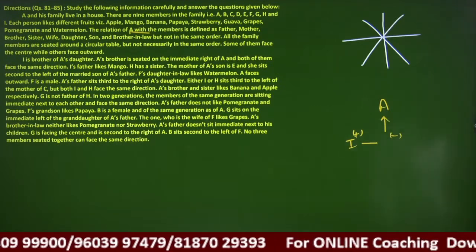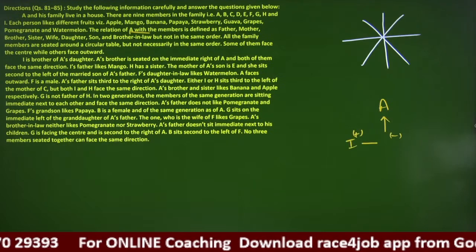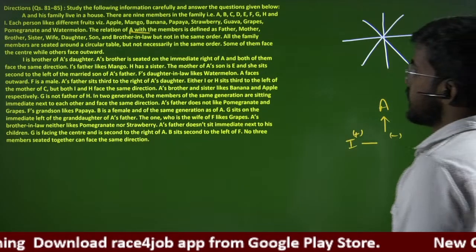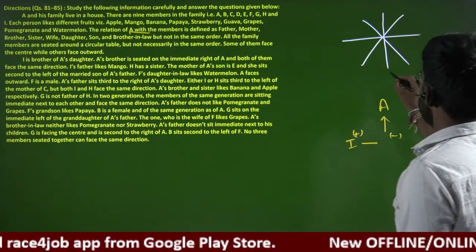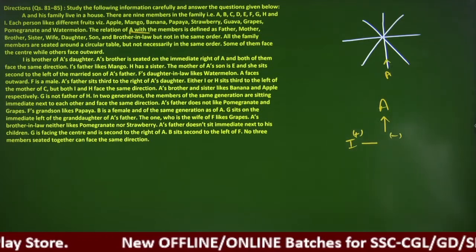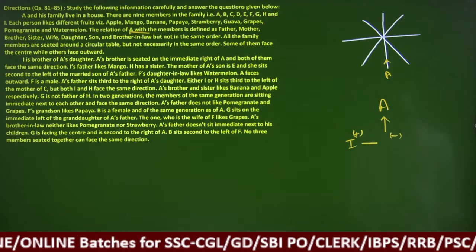Okay, I is the brother of A's daughter. Next, A's brother is seated immediate right of A. Suppose, let's say A is facing the center, or facing outward.